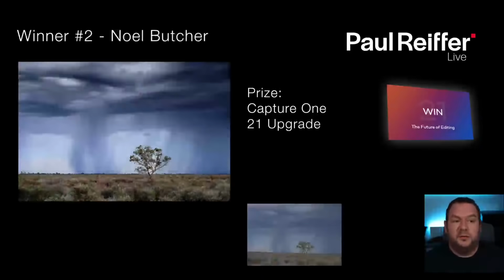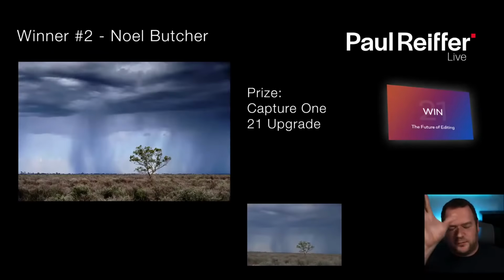And winner number two, Noel's shot of a tree with, someone told me this, there's something special about a plume of water coming down. It's like a water typhoon or something like that. There's a special word for it.